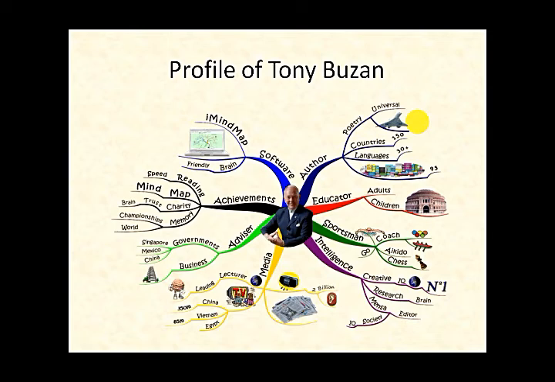You see the profile of Tony Buzan. You see in the center of the picture, Tony Buzan, and the different colors. He is an author, educator, sportsman, intelligence expert, media person, advisor. Among his achievements, he is also a software creator; his important software is iMindMap. The author branch is subdivided into poetry, countries, languages and so on, and world cities he visited. This picture is the fundamental of mind mapping, explaining the profile of Tony Buzan.